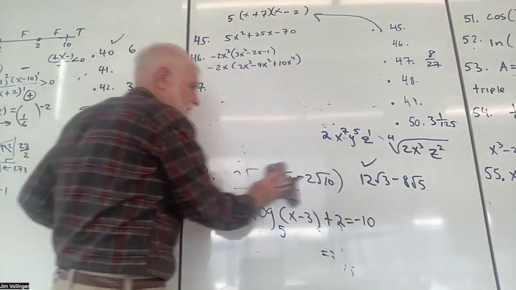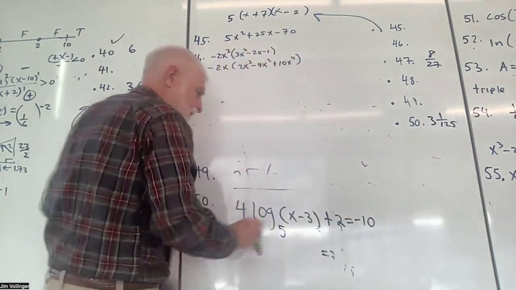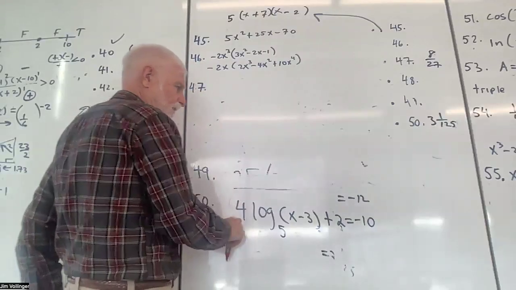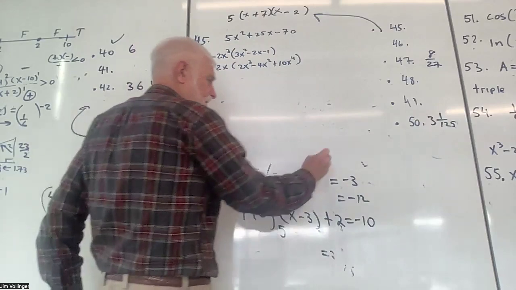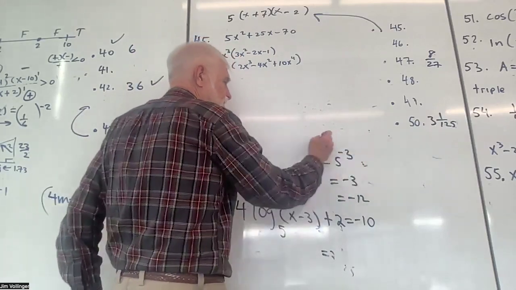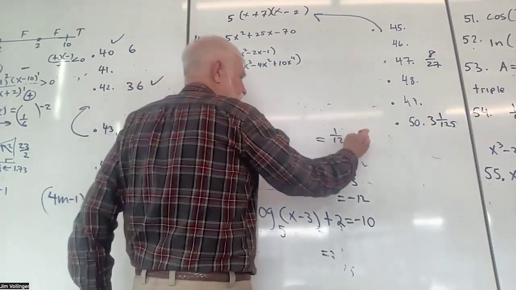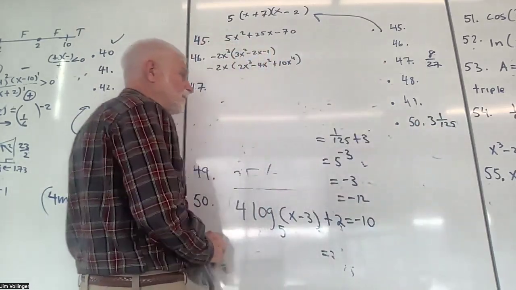Now let's go this way with this one. Let's subtract 2. Divide by 4. Log base 5 on the other side becomes 5 to the, which is 1 over 125. And then I'm adding 3, and I'm getting 3 and 1 over 125.